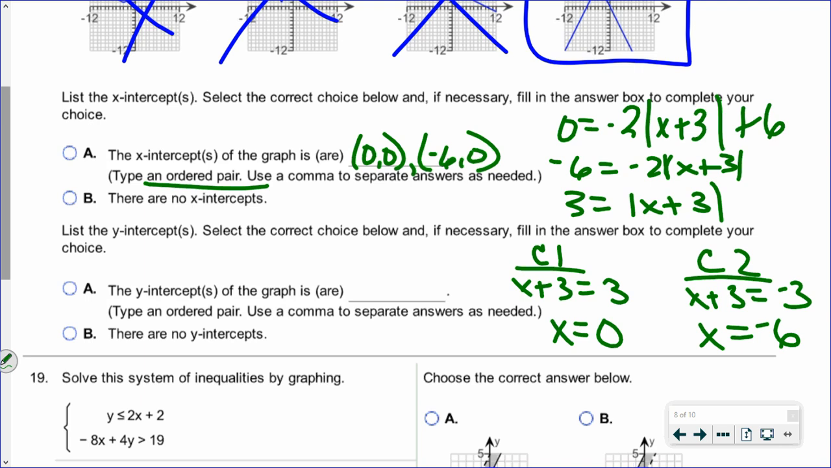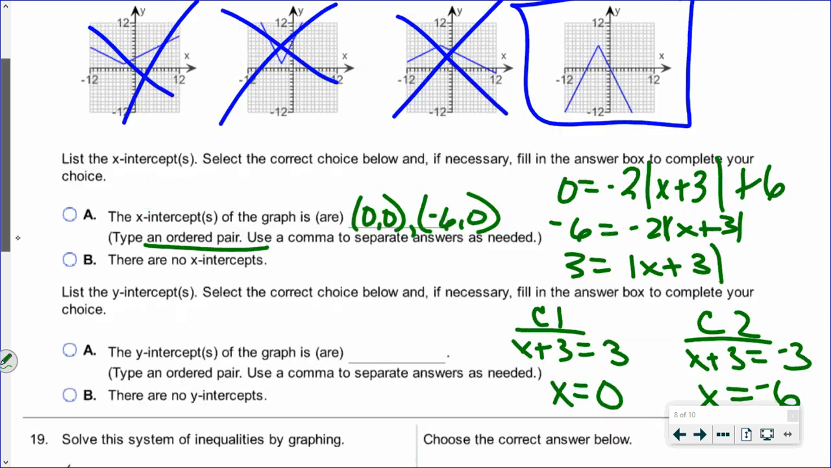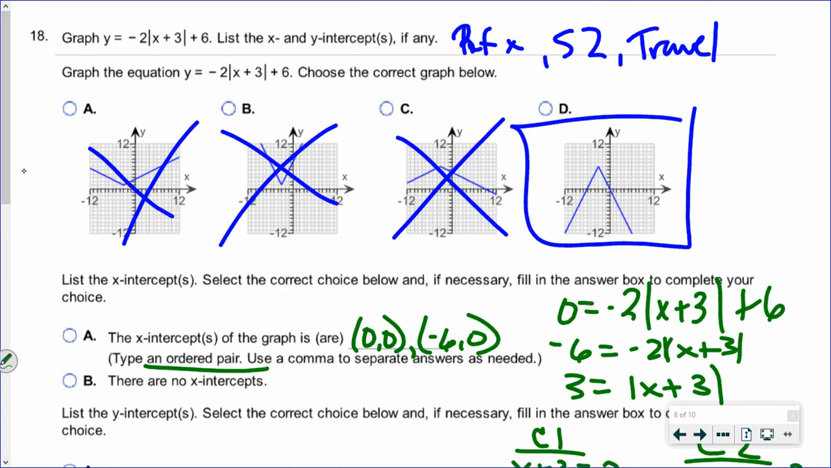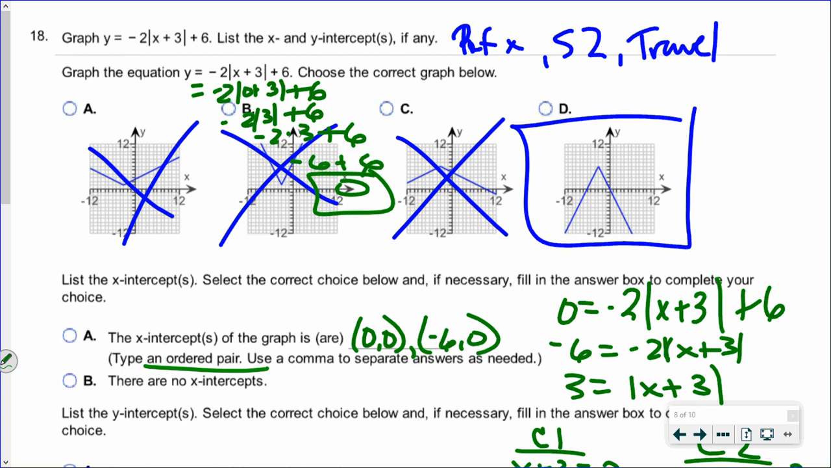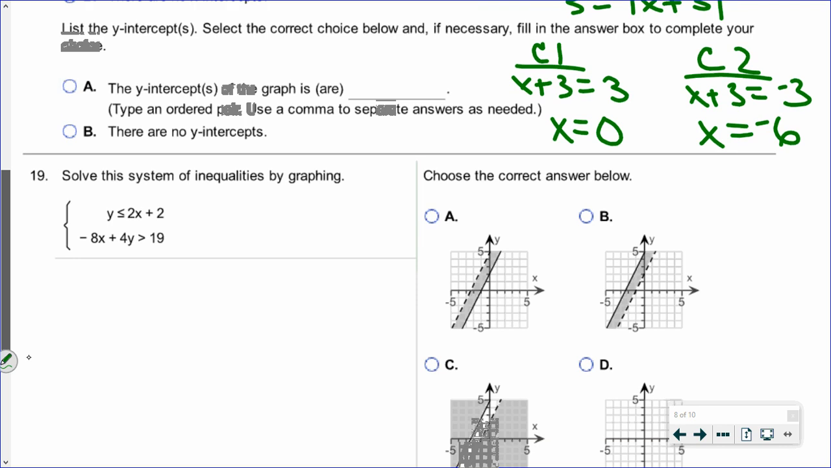What's it mean to be the y-axis, the y-intercept? Or you simply plug in a 0. Negative 2, 0 plus 3. So that's negative 2 times the absolute value of 3. So that's negative 2 times 3. So that's going to be negative 6 plus 6, which is 0. So it's the point 0, 0. You can also clearly tell it goes through right here, 0, 0. Yes? Multiple ways to show that. Any questions over that?